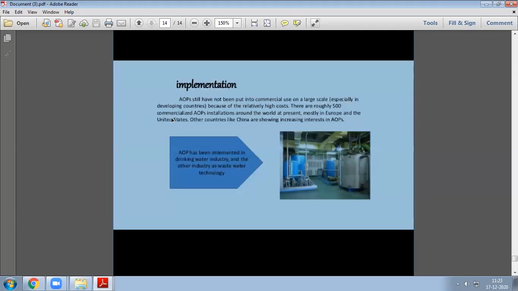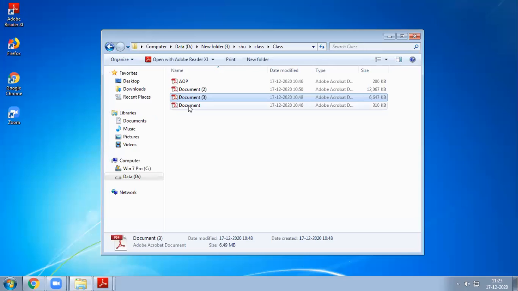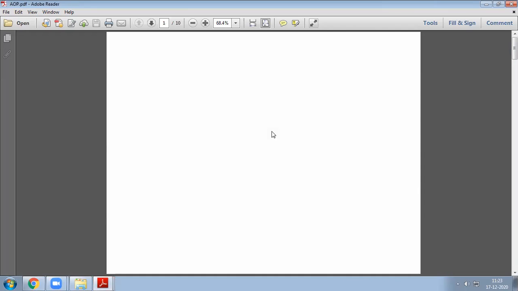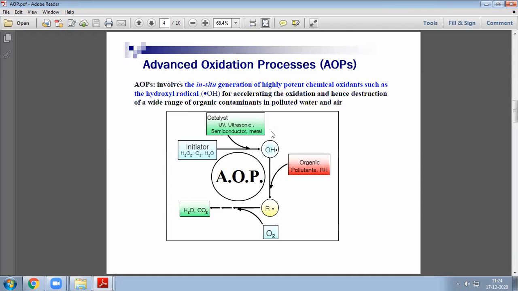Okay, like in Europe, US, and in China, they are using this technology to treat wastewater. But in India, we are not using this. It's relatively very costly. But it is very rapid actually, very rapid. We can filter the wastewater. Okay. So this is the PDF I have. You can refer to this.